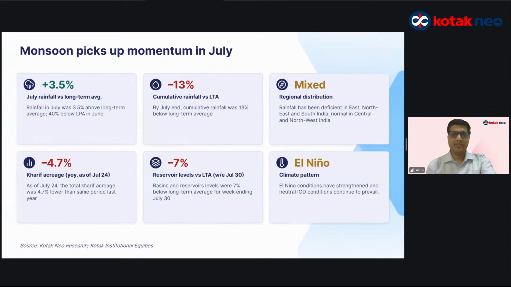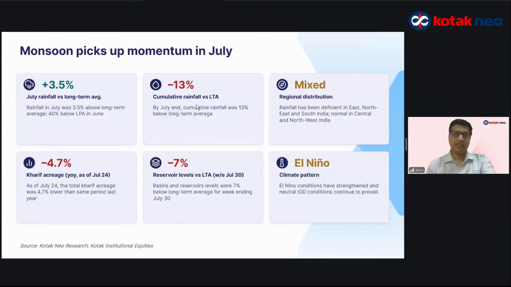And even the basins and the reservoir levels are around 7% lower below the long-term average for the week ending July 30th. Now, these lower reservoir levels can have an adverse impact on the Rabi crop cycle. So that's the next crop cycle. So we would hope for the monsoons to be good for the month of August and September.